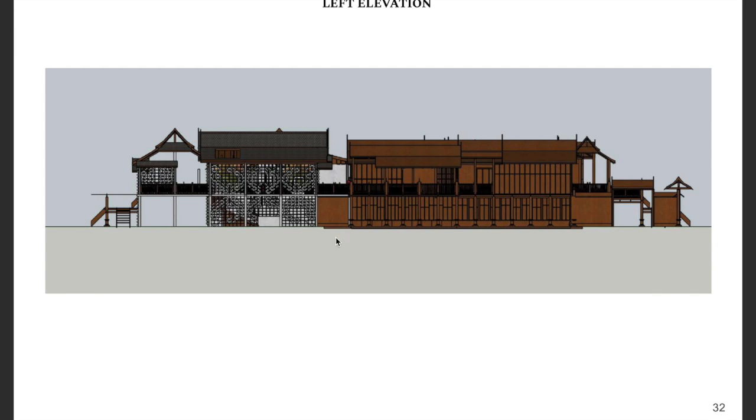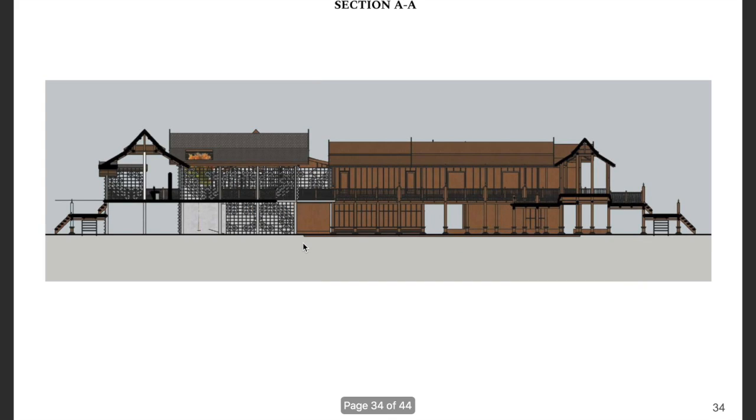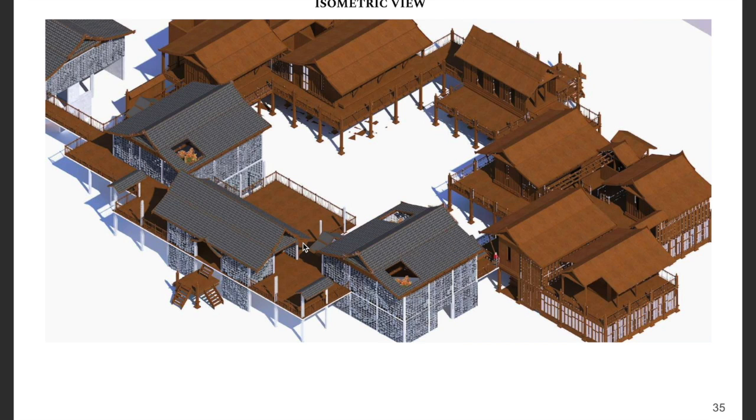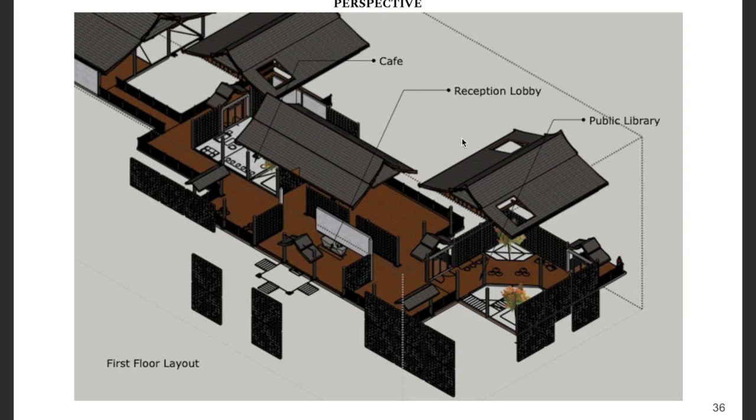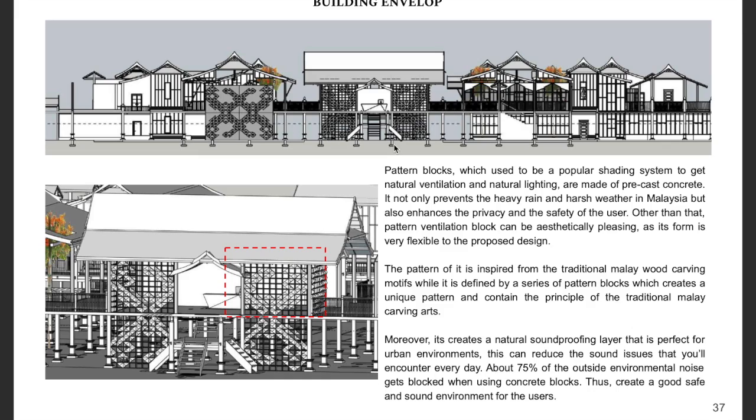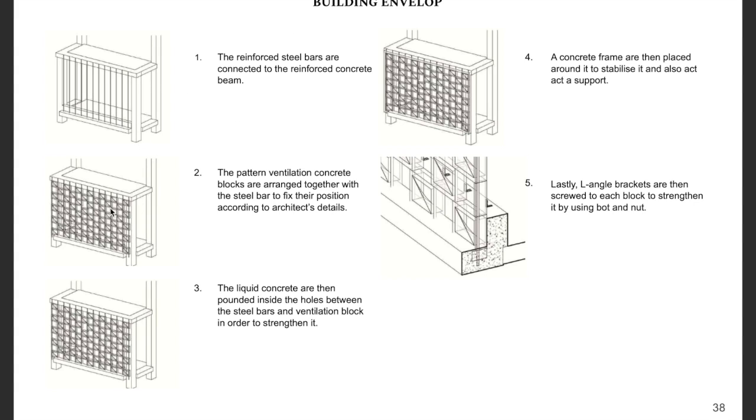This will be my left elevation, right elevation, sections, and this is the ISO perspective. So this will be the reception lobby, and then the cafe, the public library. My building is actually covered with a ventilation block where the pattern is inspired from the traditional Malay wood carving motif, while it is defined by a series of pattern blocks which creates unique patterns and contains the principle of the Malay carving arts. And this is the step of forming the block.